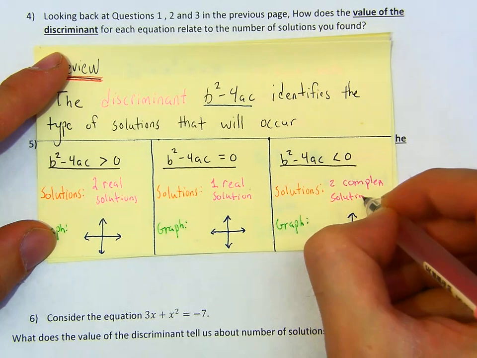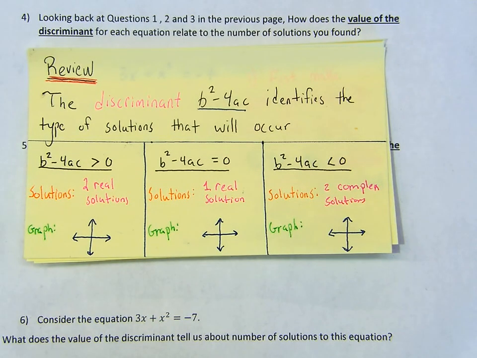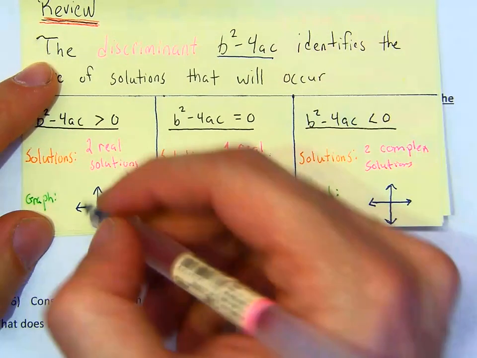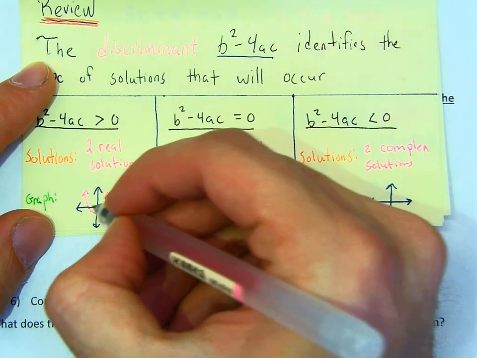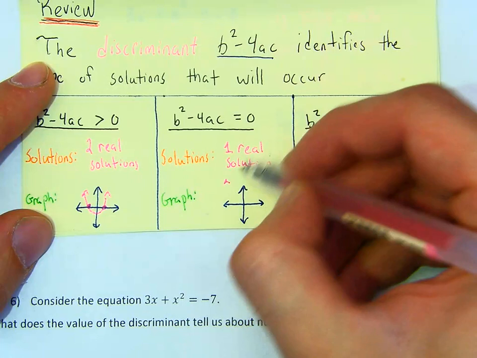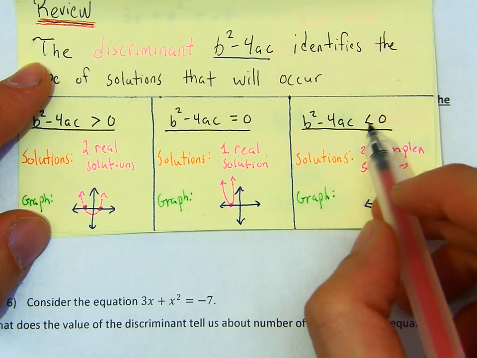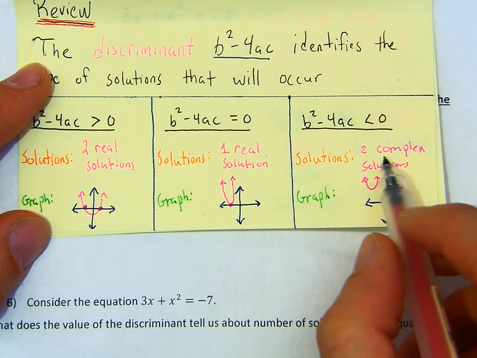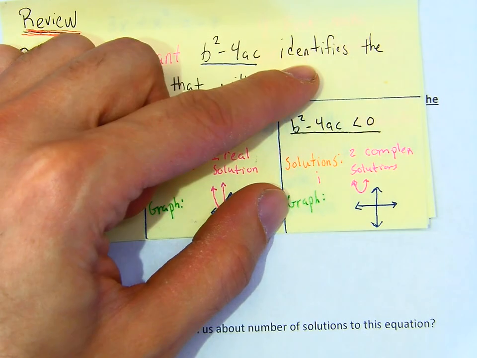Okay? If you feel like you don't have this in your notes, it would be really good that you write this down. And what does it mean about the graph? If you have two real solutions, that means the graph hits at 2 points on the x-axis. If it equals 0, then it hits at 1 point on the x-axis. And if it's less than 0, it does not intersect the x-axis, but you'll have two complex solutions, and a complex solution will have that value of i in there.